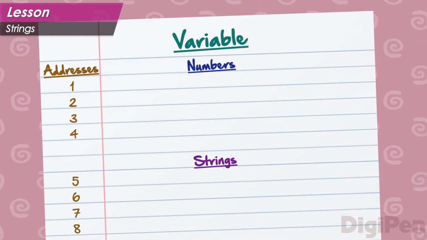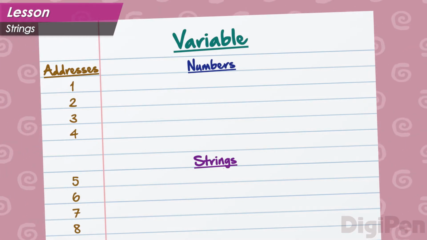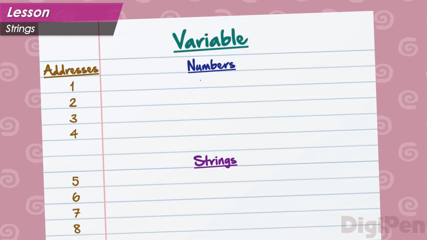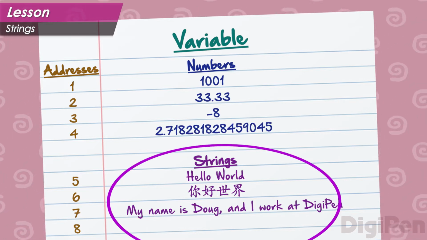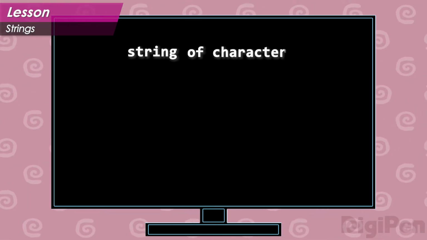As we mentioned previously, there are two types of data that you can store in variables in Scratch. These are numbers, which we've already covered, and strings. A string is what we call text in computer science. Actually, to be more precise, it's a string of characters.